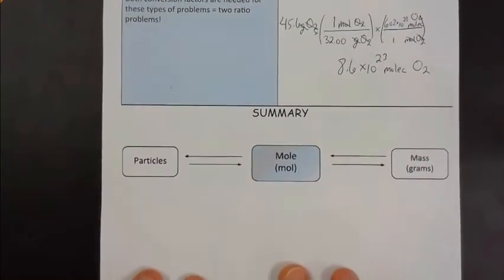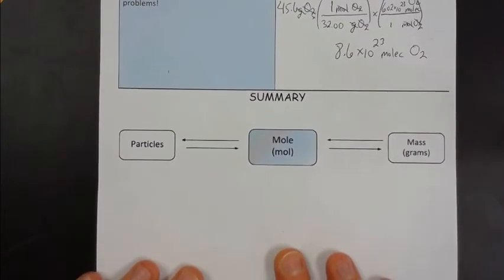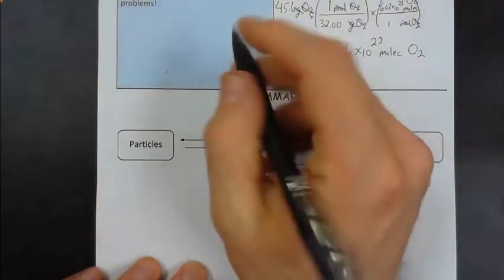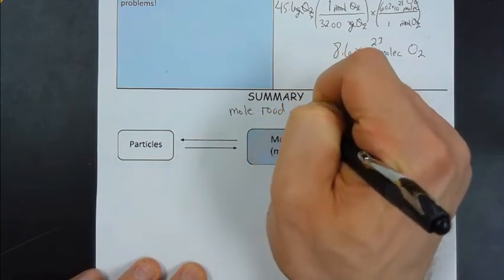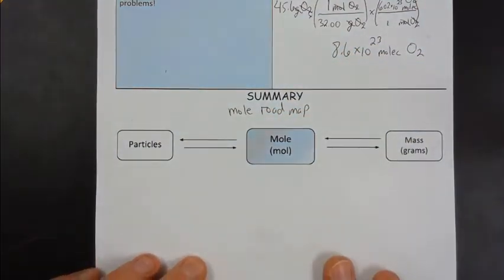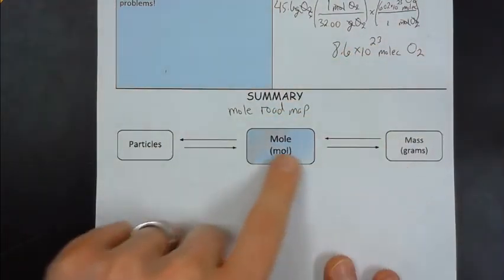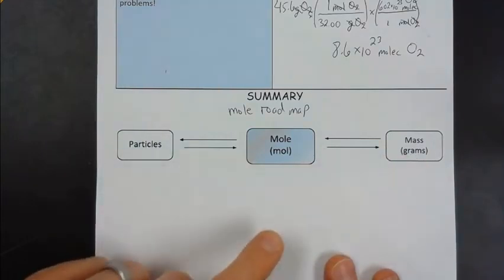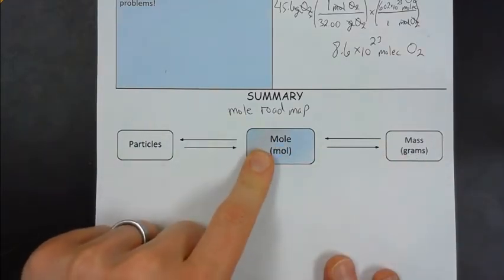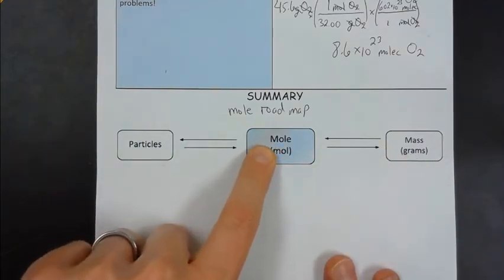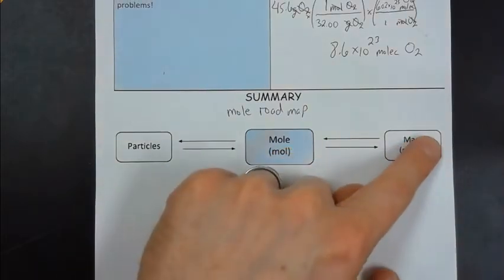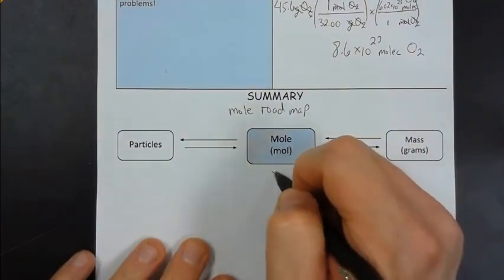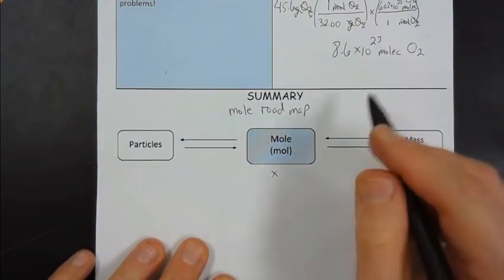So the image that I ended this page with that you see on your screen is something that we call the mole roadmap. The only reason I use that is sometimes it's a nice visual to show you the number of steps that you need. If you are given a number of moles of an element or compound, we can convert in one step to get to the number of particles, or we can convert in one step to get to the number of grams.